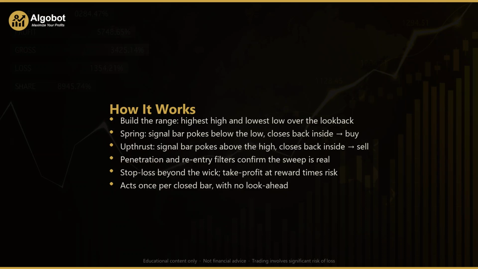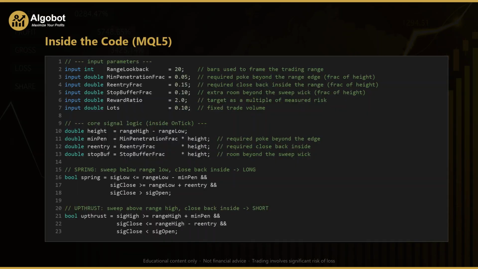Once the order is sent, the trade simply runs to its stop or its target, and the strategy waits patiently for the next setup. Here's the heart of the code as you'd see it in MetaTrader. At the top are the input parameters, the dials you can tune. RangeLookback sets how many bars frame the trading range. A larger number captures a wider, slower range.